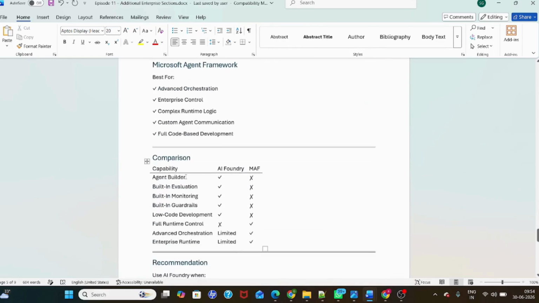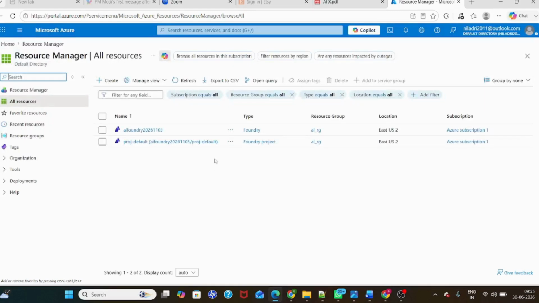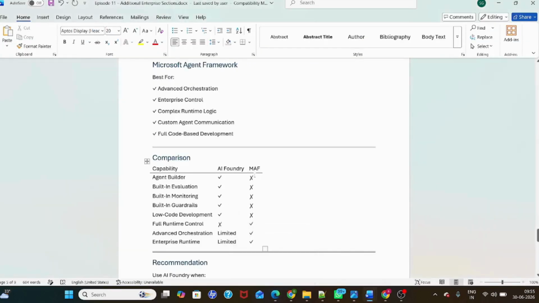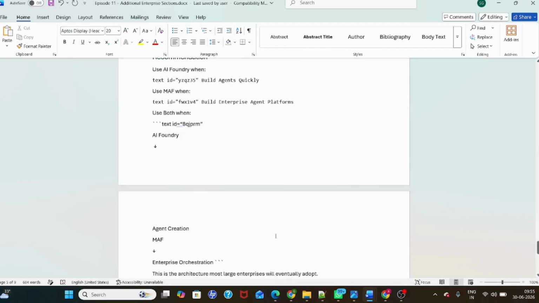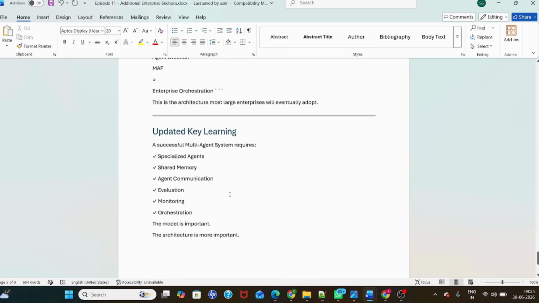If you want to use the agent builder, then directly use AI Foundry. But if you want full runtime control, then use the Microsoft Agent Framework. It will work with AI Foundry, but you have control over the code. Guardrails and everything will be given from here, but coding-wise, you can do it from there. So successful multi-agent systems require specialized agents, shared memory, agent communication, evaluation, and monitoring. All these things come together, which we discussed already. We discussed orchestration, monitoring, and evaluation in different ways.